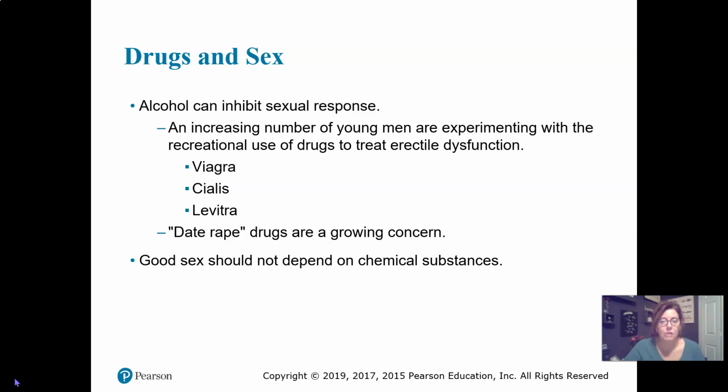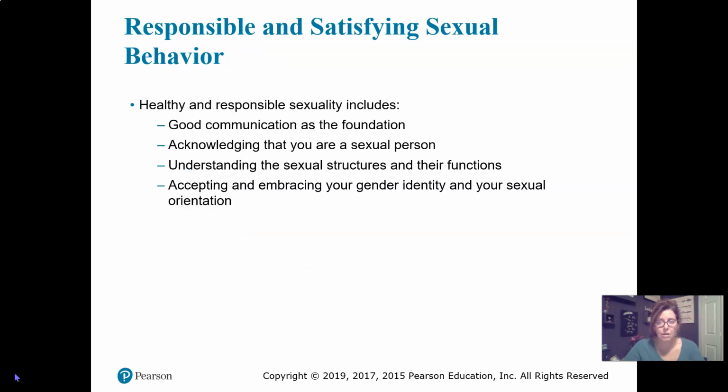Good sex should not depend on chemical substances, right? Don't depend on these substances to get you in the mood. If you can't get there without it, you probably shouldn't be doing it. Healthy and responsible sexuality includes good communication as a foundation, acknowledging that you are a sexual being. We're humans. As humans, we are sexual beings. It also includes understanding sexual functions and safety, and accepting and embracing your gender identity and your sexual orientation.